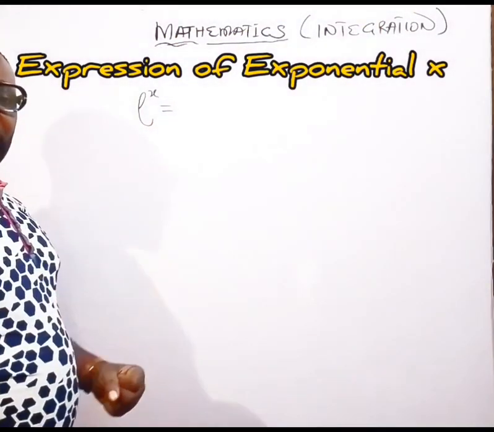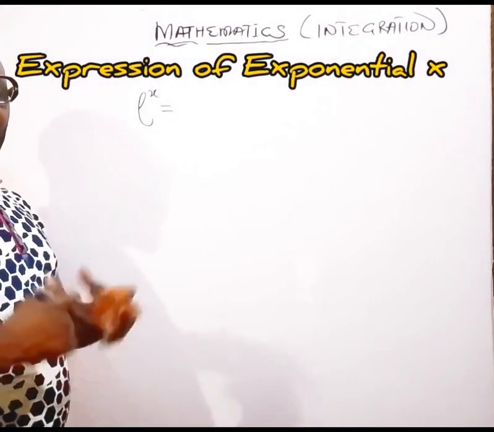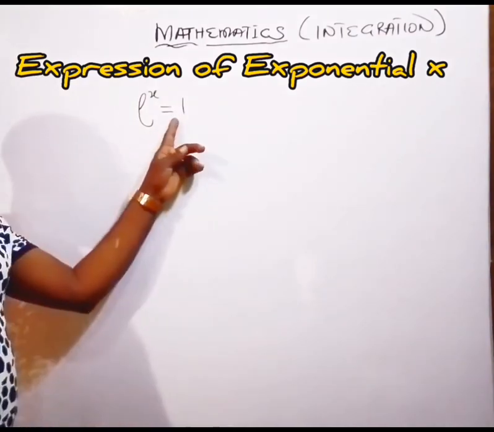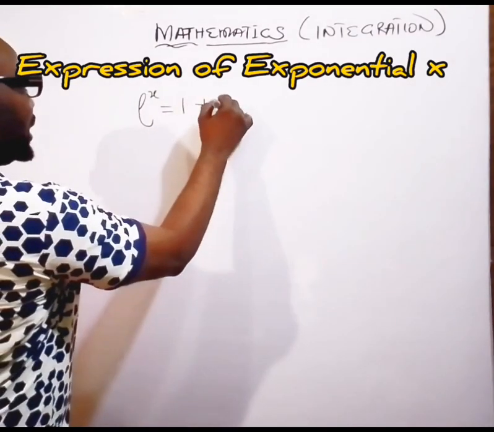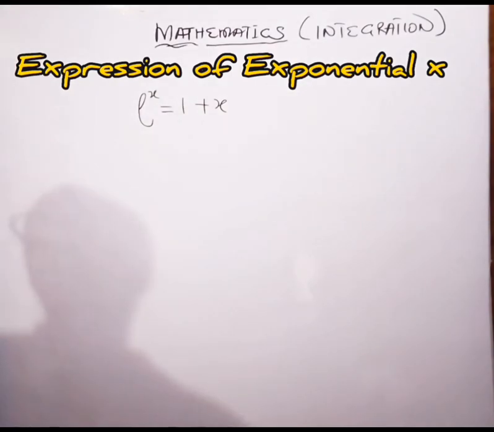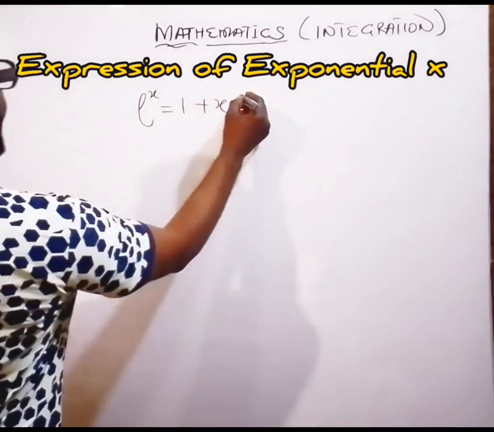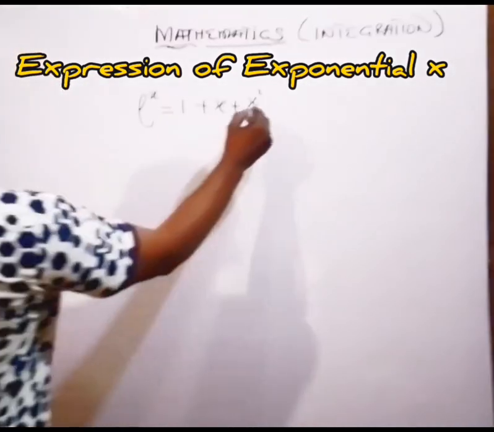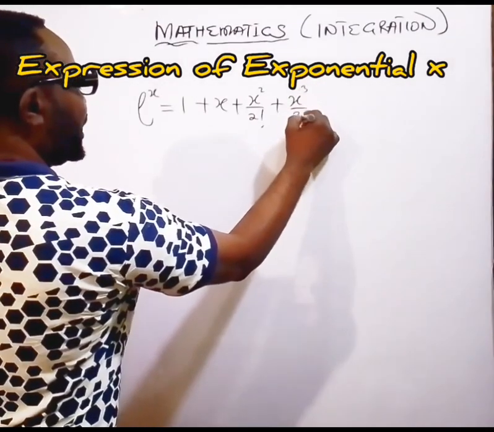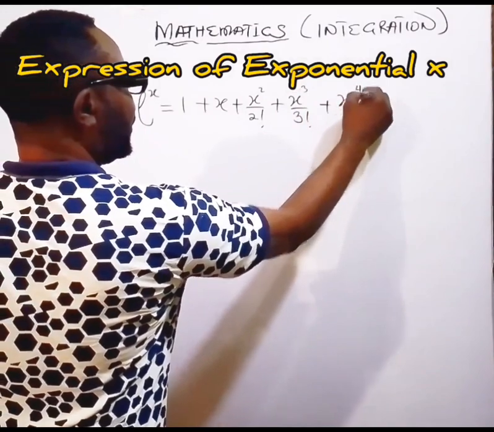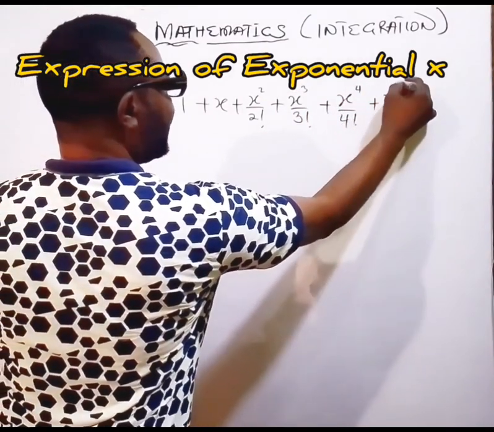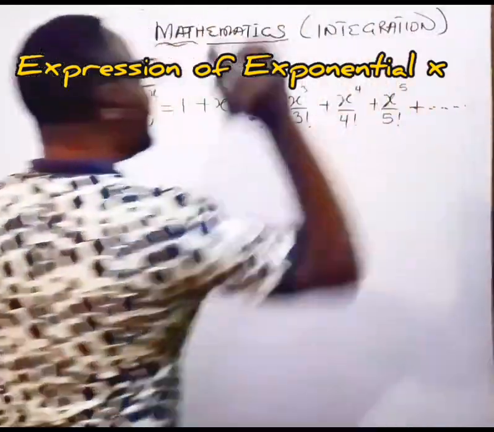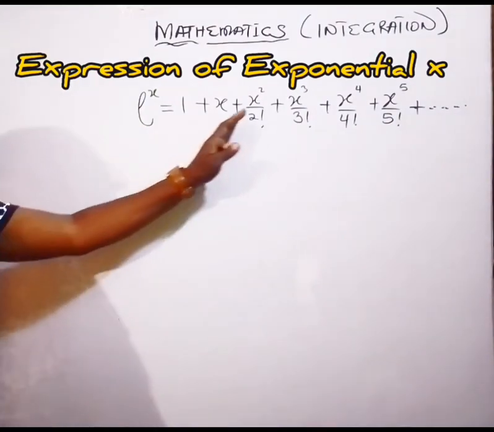Exponential x has its own expression, and its expression goes thus. Exponential x is the value that started from 1 plus x plus x squared over 2 factorial plus x cubed over 3 factorial plus x raised to the power 4 over 4 factorial plus x raised to the power 5 over 5 factorial and so on, plus to infinity like that. That is the value of exponential x.